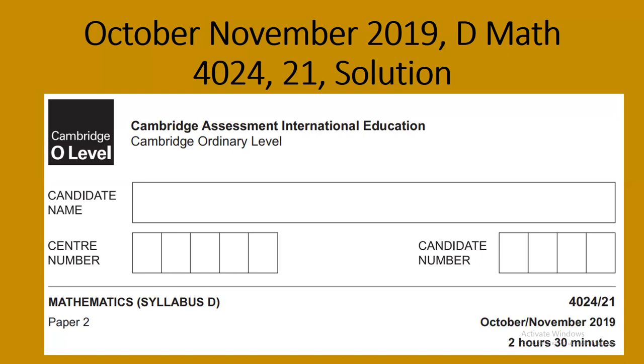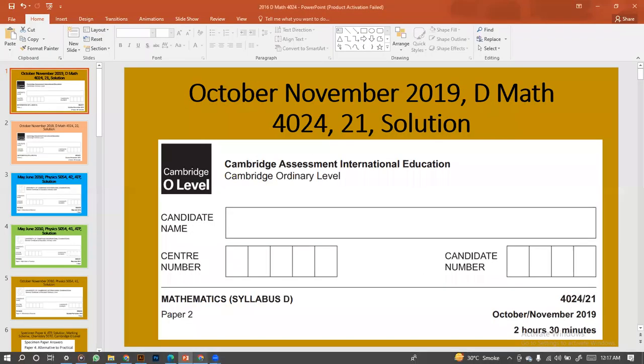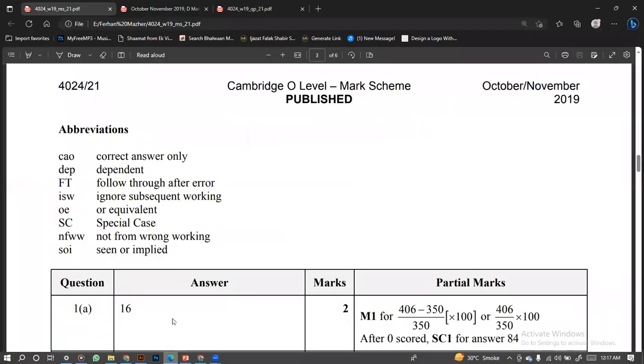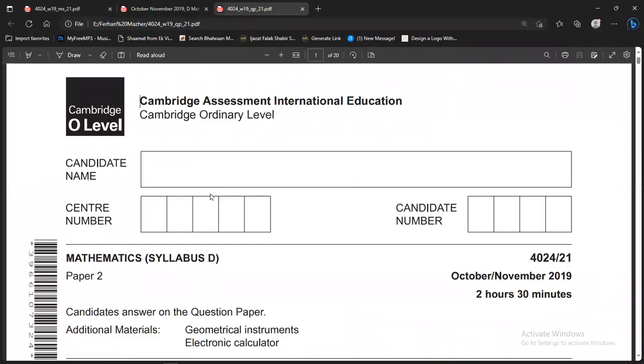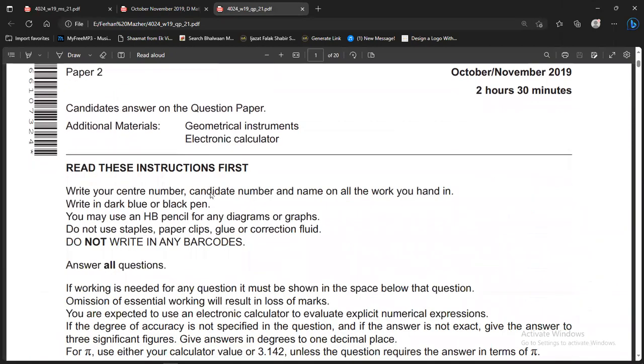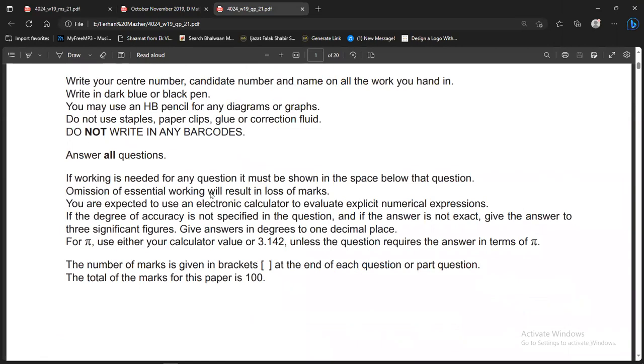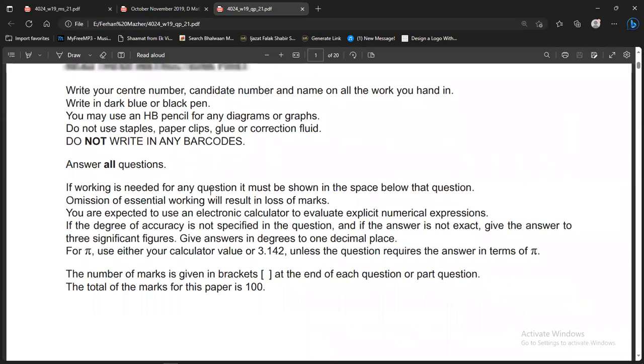This paper is of 2 hours and 30 minutes, and in this paper, the calculator is allowed. So let's start today's paper. On your screen, October-November 2019 2-1 paper, D Maths 4024 2-1, 2 hours and 30 minutes. The calculator is allowed in this paper.